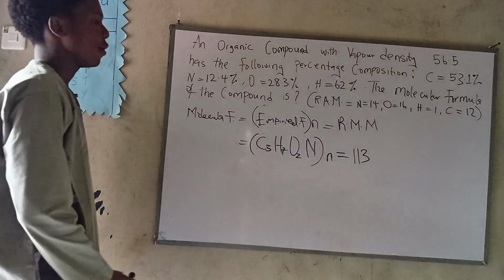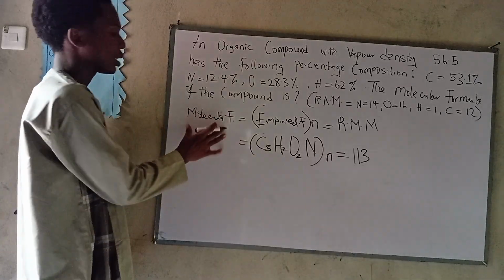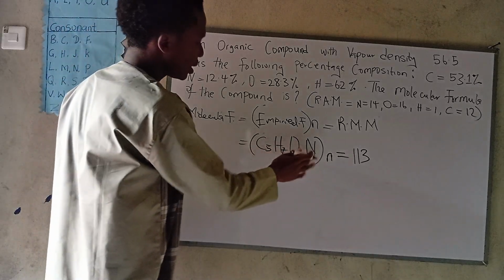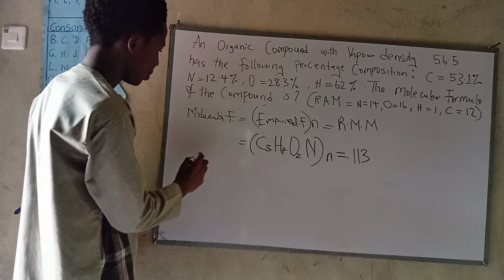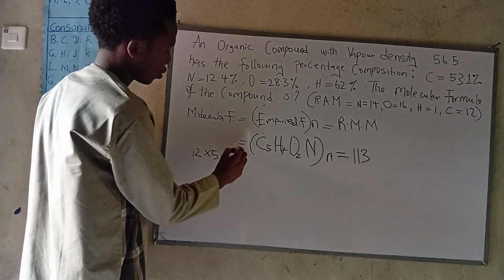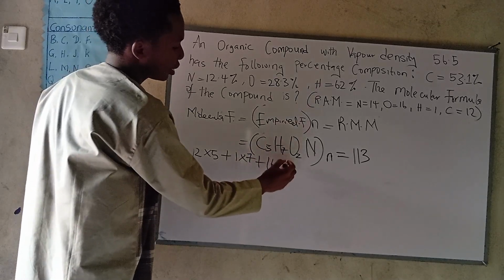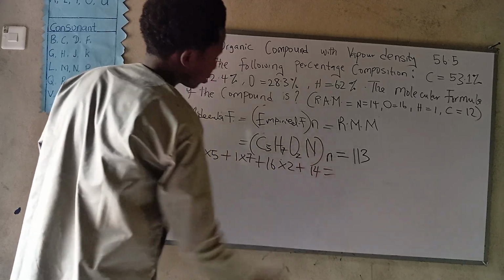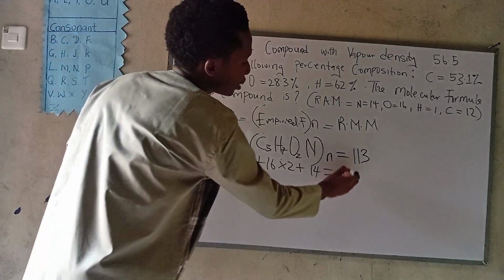Alright. For us to be able to get n, because n is the next thing we have to solve for before we are able to get our molecular formula. And n will now be what? We will now have to calculate everything here. So now let's calculate together. We have C to be what? 12 times 5 plus 1 times 7 plus oxygen, 16 times 2, plus nitrogen 14, equals to what? So now punch your calculator. You are going to have 113.